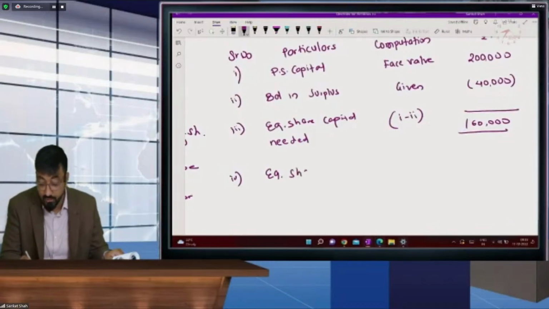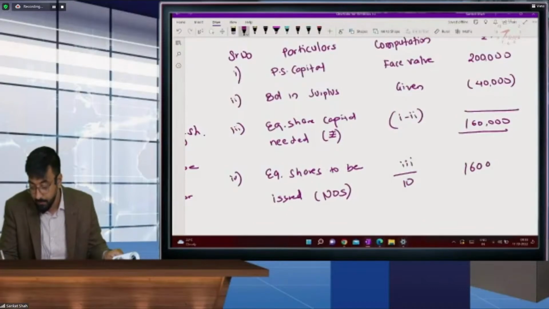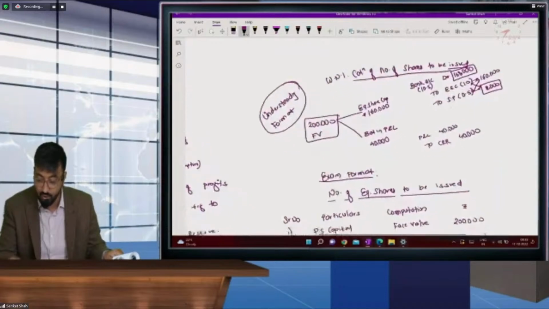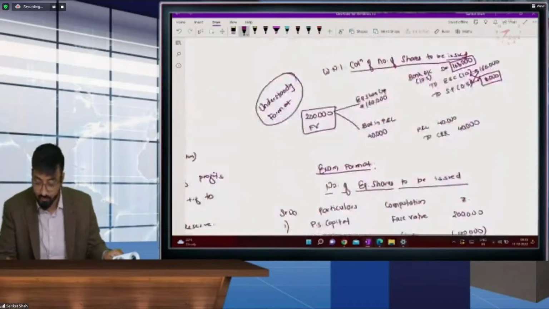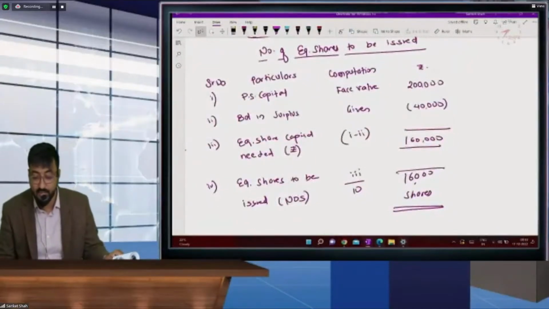Equity shares to be issued. Beta, it is rupees. Equity shares to be issued in bracket numbers: Roman 3 divided by 10, 16,000 shares. You cannot round it. This is the exam presentation.